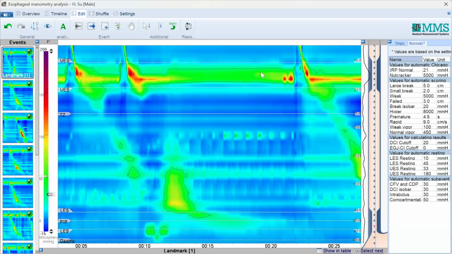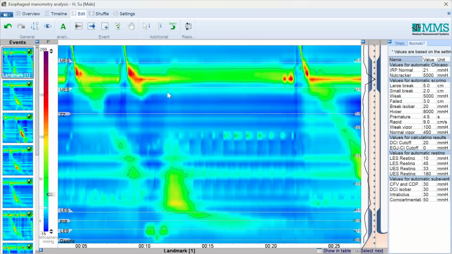Then I have to make sure that this high pressure zone is within these two lines. Then I have to fix the probe on the nose with plaster. Then I ask the patient to lie down. The insertion I have to do in a sitting position because it's much easier. Once it's in, I ask the patient to lie down.